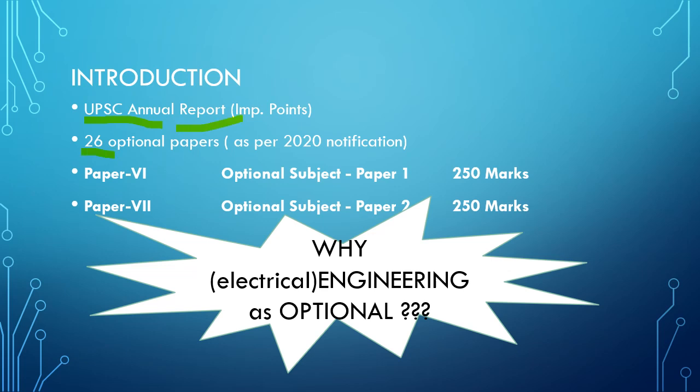There are basically 26 optional papers as per the notification 2020, and paper numbers 6 and 7 of UPSC are the optional subject, paper 1 and paper 2. You can choose electrical engineering as one of the optionals out of these 26. Now, why choose engineering as an optional? That's the biggest question. And then why choose electrical engineering as the optional?